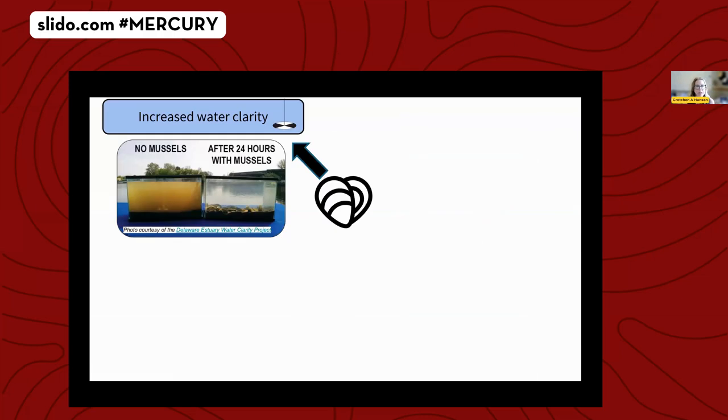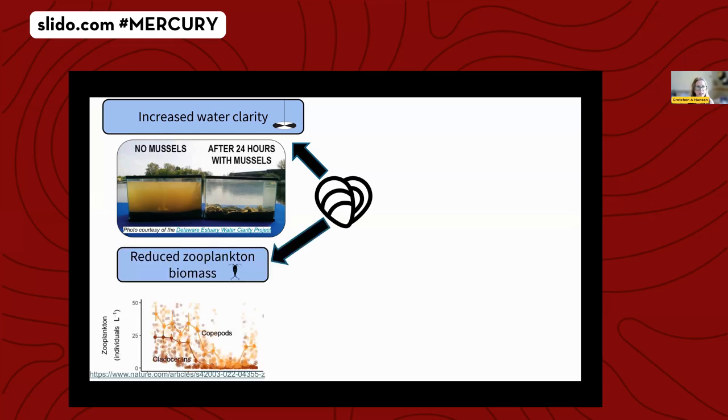So like I said, one of the most documented, most consistent effects of zebra mussels is an increase in water clarity. Zebra mussels are filter feeders, so they are filtering water through their bodies and taking nutrients out of that water column, using them for their own growth and survival, and then also depositing their waste products on the bottoms of lakes. So they're taking nutrients out of that water column and depositing them on the bottom.